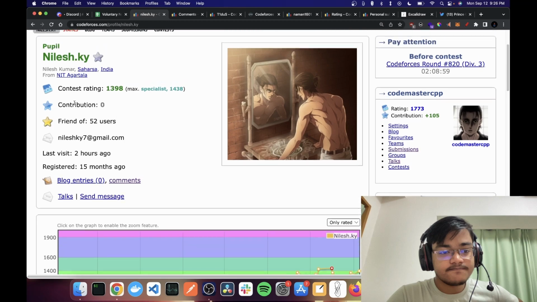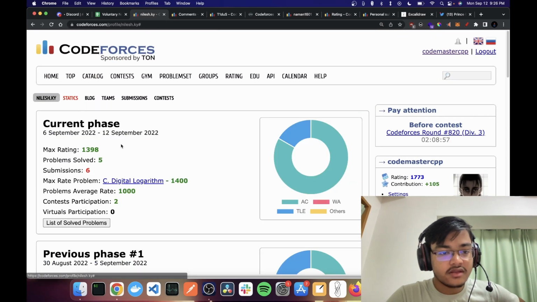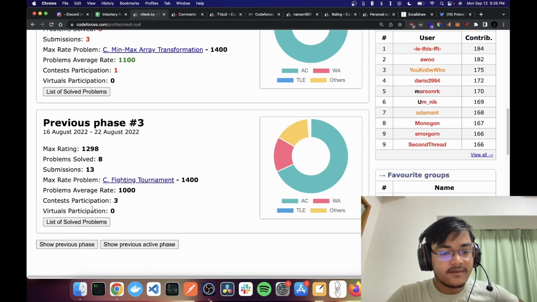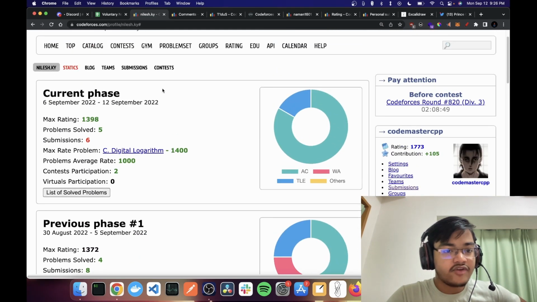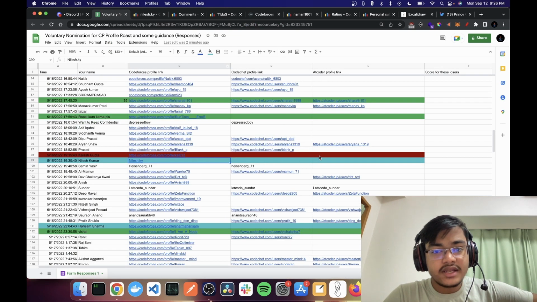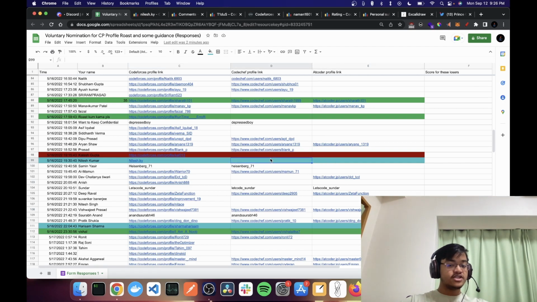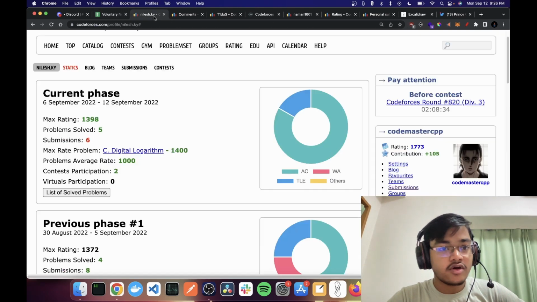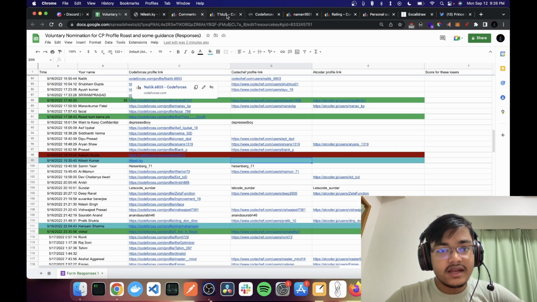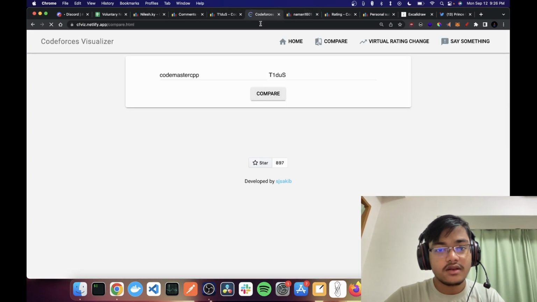And let's have a look at his statistics. So show previous phase. Yeah, try to up your level and try to solve 1500 and 1600. And yeah, do contests at AtCoder as well, and actually CodeChef as well. As much as I clown on CodeChef, you should do CodeChef contests. I'm not saying practice there because it sucks, but you should write the contests. And then, what else? Yeah, let's actually compare his profile.